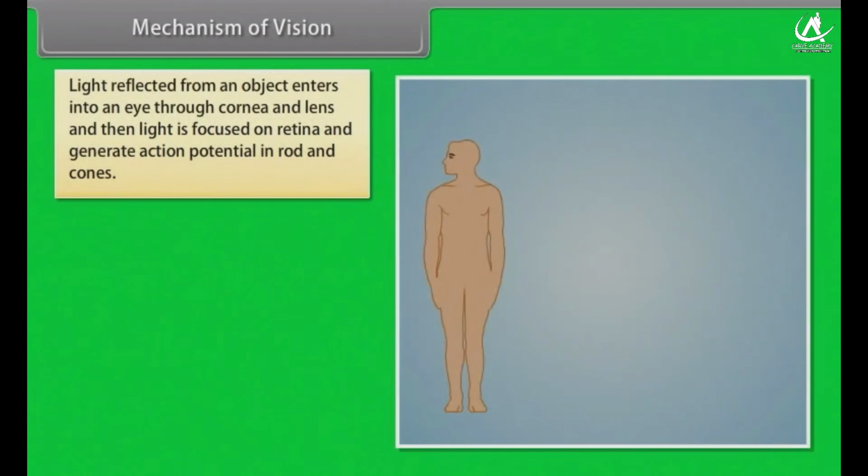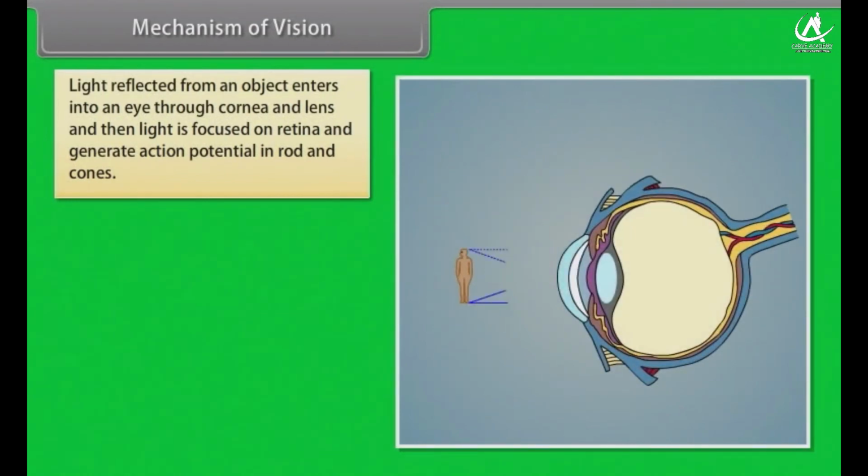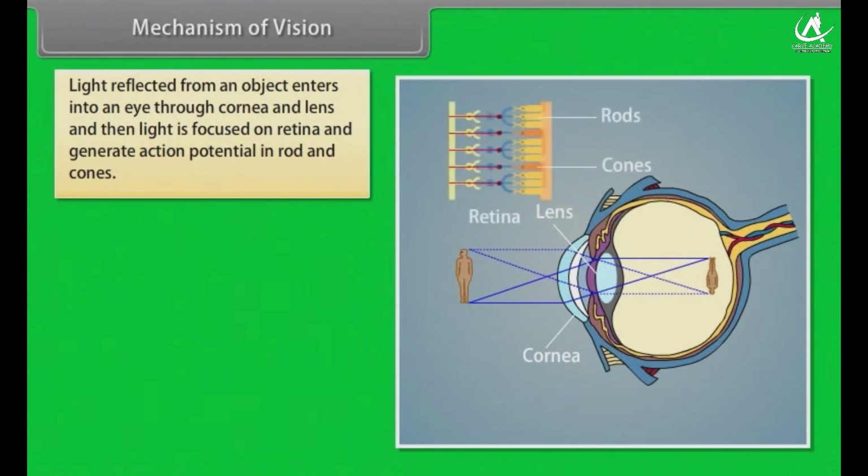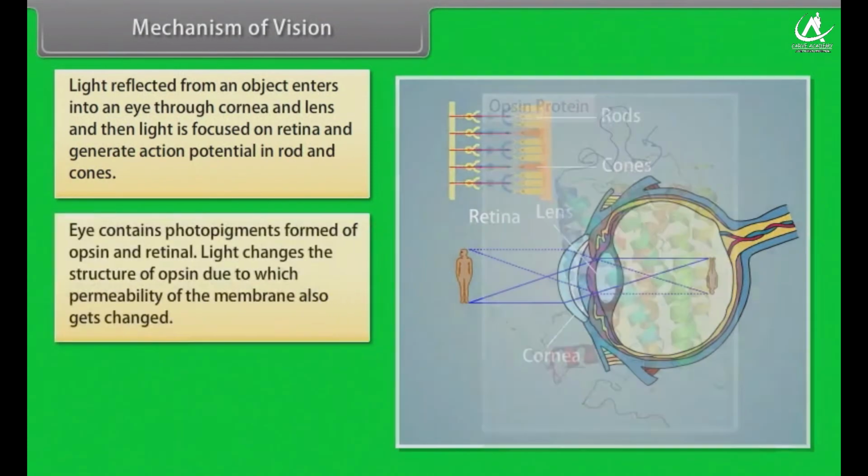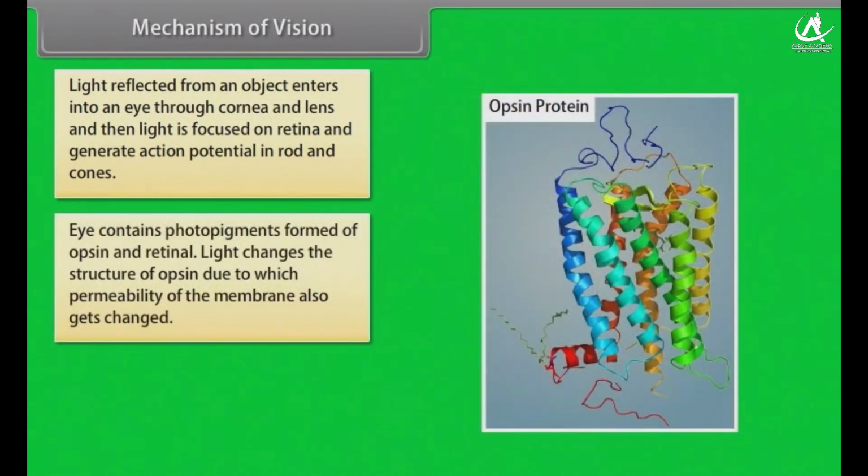Mechanism of vision. Light reflected from an object enters the eye through the cornea and lens, and then the light is focused on the retina and generates action potential in rods and cones. The eye contains photopigments formed of opsin and retinal.